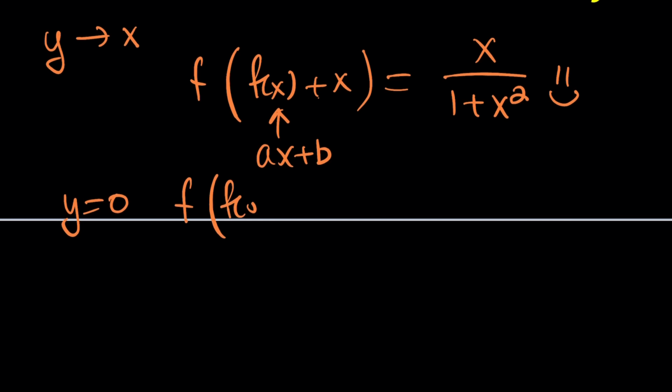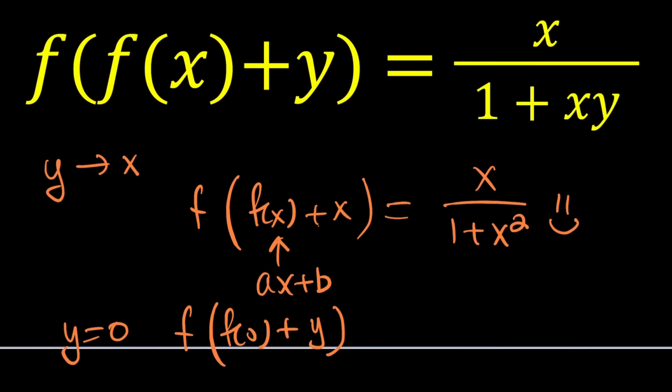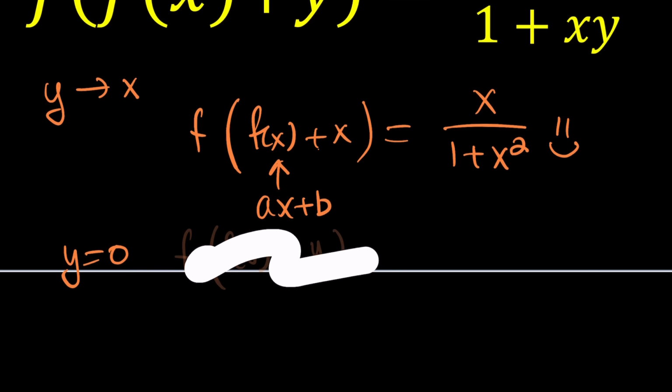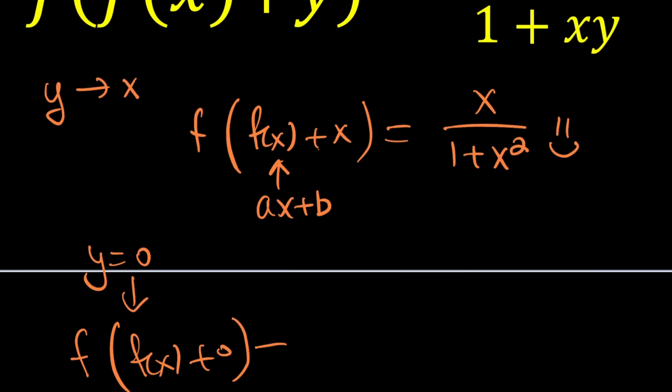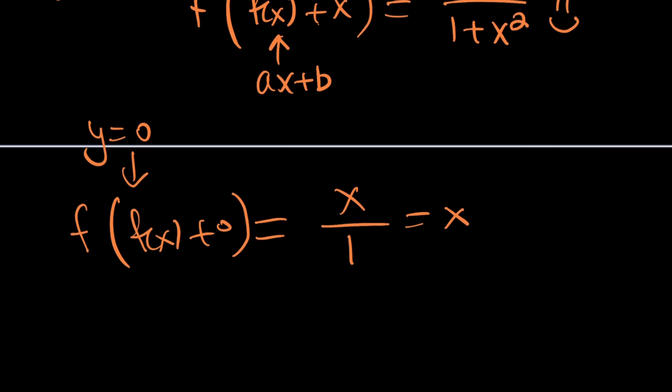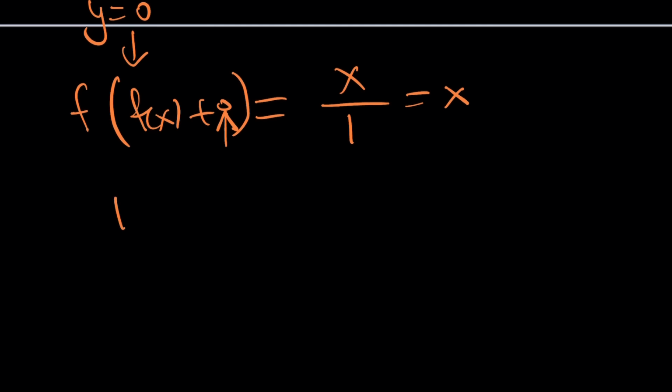f of 0 plus y, right? Oops, I meant to replace y with 0, not x with 0. Sorry about that. If you replace y with 0, you get f of x plus 0 equals x over 1 plus 0, which is 1, which is x. Uh-oh. And 0 is not going to add anything, so it's f of x equals x, which is very interesting, don't you think? So it's kind of like f is a function whose inverse equals itself. In other words, if you compose f with f, you get the identity function.